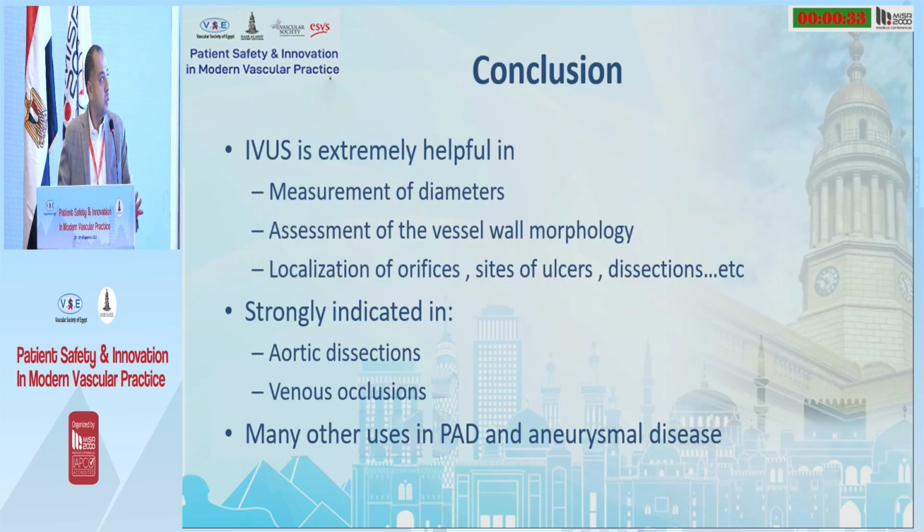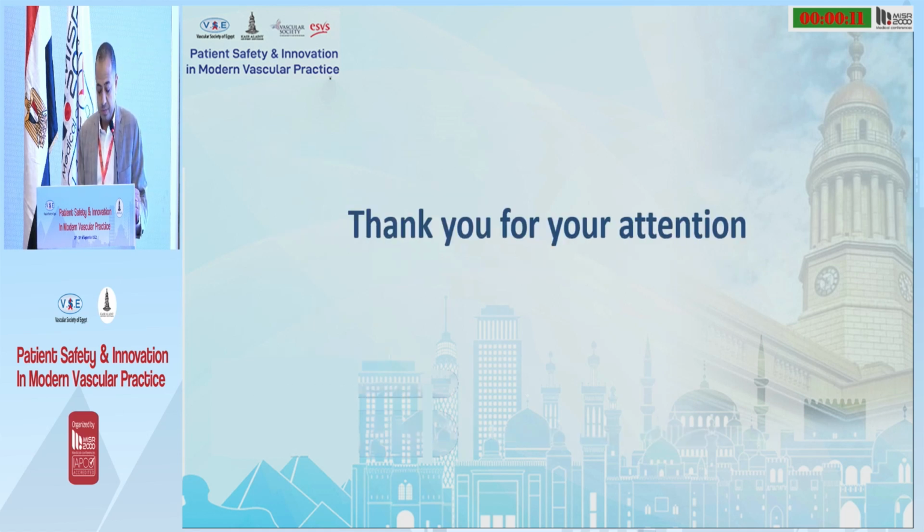So to conclude, IVUS is extremely helpful in measurements of diameters, assessment of the vessel wall morphology, localization of orifices, ulcers, dissections. It's strongly indicated in aortic dissection and venous occlusive disease, but it has as well many other uses in peripheral arterial disease and aneurysmal disease. Thank you for your attention.